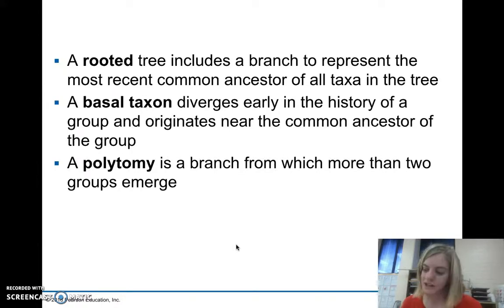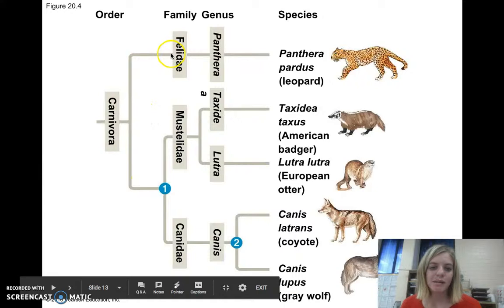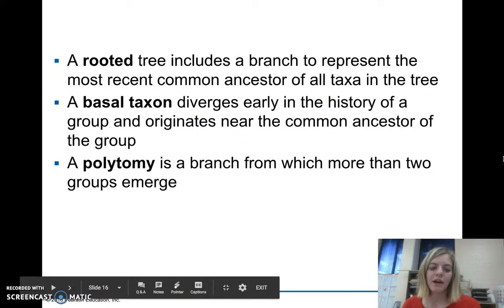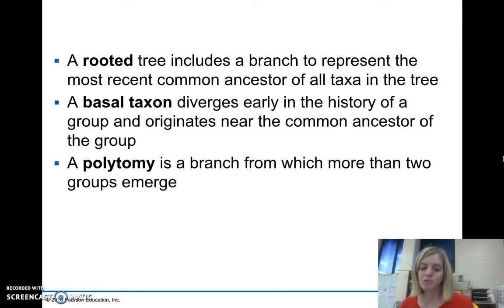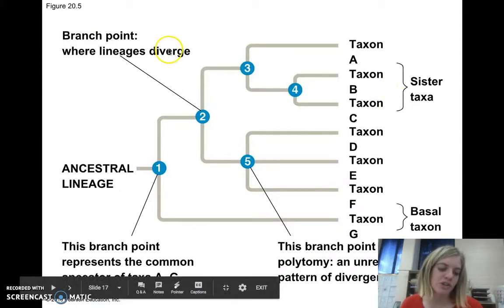So over here we can see that early on in the evolutionary history, we separated the felines and the Mustelidae and the Canidae, so that was an early relationship. And then a polytomy is a branch from which more than two groups emerge. So this means that we don't necessarily know the evolutionary relationship between those groups yet, but we infer that they are distinctly different. So here's an example of a basic phylogenetic tree.